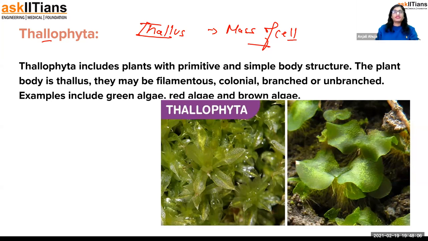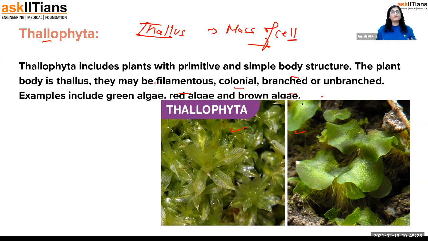So algae includes a primitive and simple body structure. The plant body is thallus, which is filamentous, appears to be like a filament thread, colony, branched or unbranched. Examples are green algae, red algae, and brown algae. This is green algae, guys, among the Thallophyta.